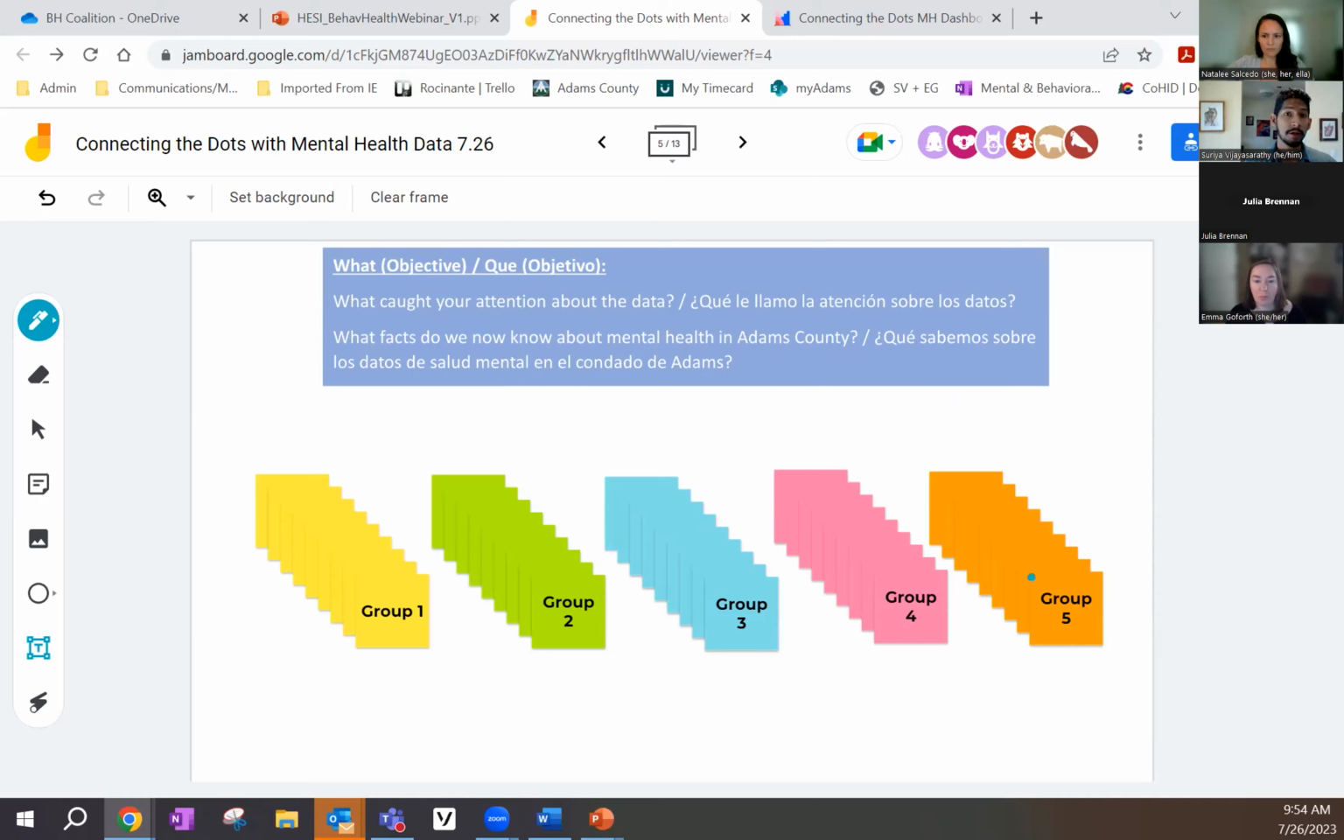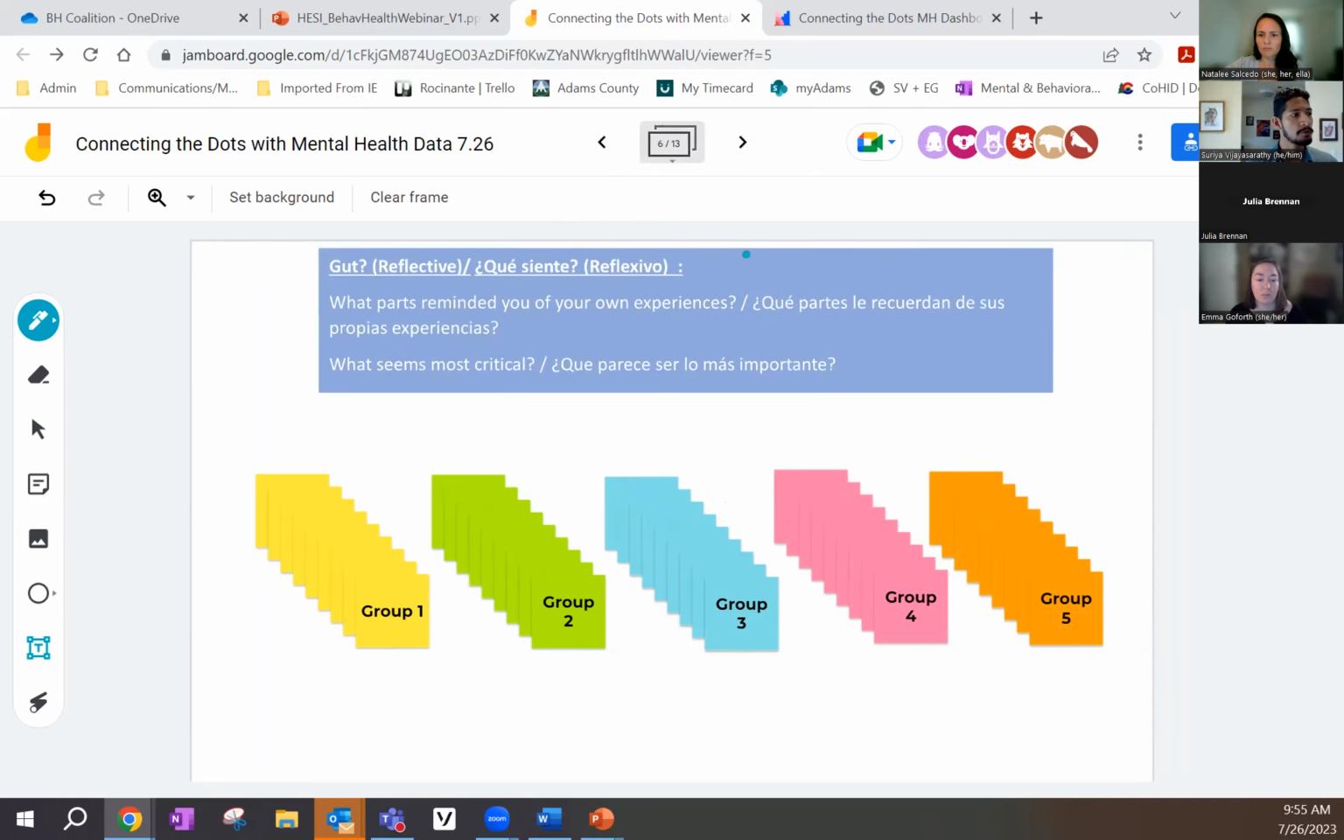We're going to ask that you all start here at slide 5 and work your way down. So we're starting with just general questions about, what did you see? What did you observe? Spend a minute or 2 on these questions. You don't have to spend a ton of time on them. Move into these reflective questions. What did you feel? What reminded you of your experiences?